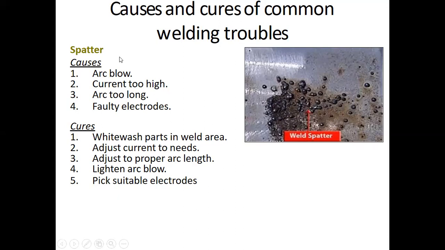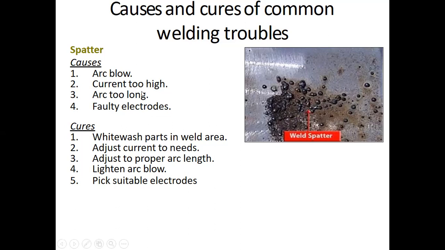What are the causes of it? Arc blow, right? The arc is too high. Therefore, with that blow, the liquid metal is flowing. I mean, it is basically getting dispersed. Now, current is too high. This is another factor. If the current is too high, there is more heat, more fluidic nature of the weld metal, and therefore it would tend to spatter here and there.